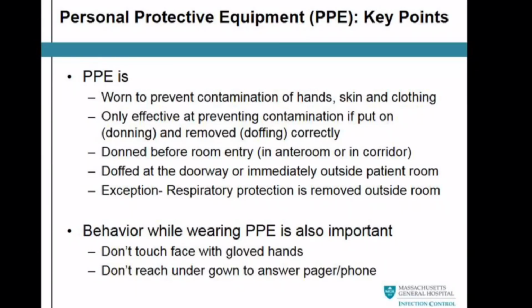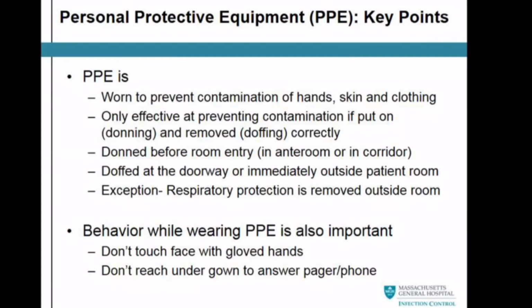First, why do we wear it? PPE is worn primarily to prevent contamination of hands, skin, and clothing, and to protect us from breathing in organisms that cause infections that are spread through the air like TB or measles. Why do we want to prevent contamination of hands, skin, and clothing? Well, the purpose is twofold.